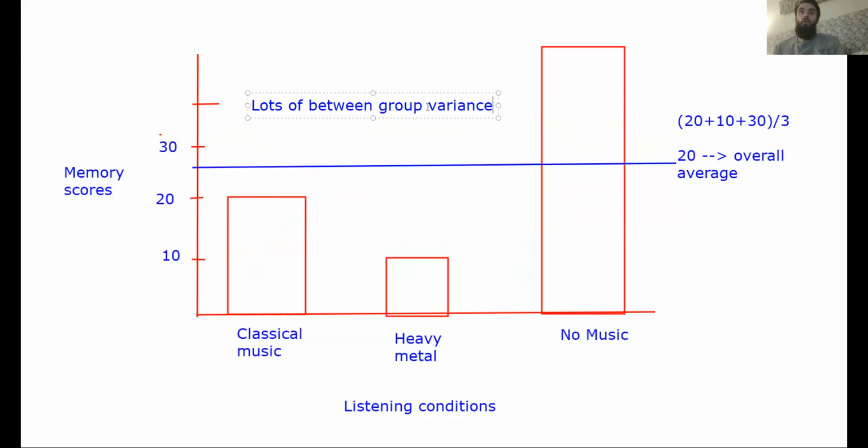And so what F ratios do, what F statistics do, they calculate the ratio of between group variance to error variance.